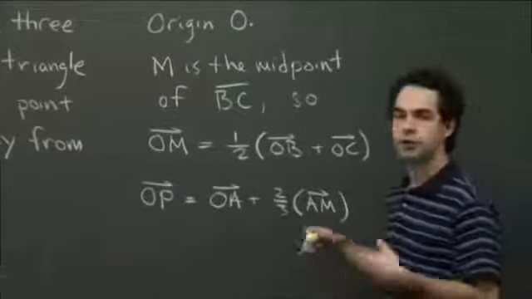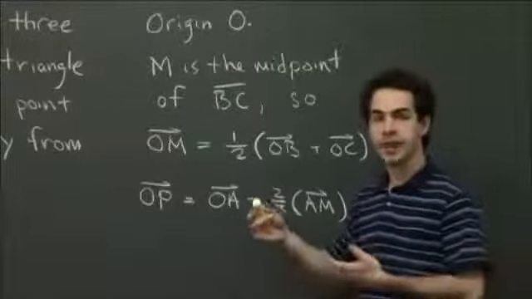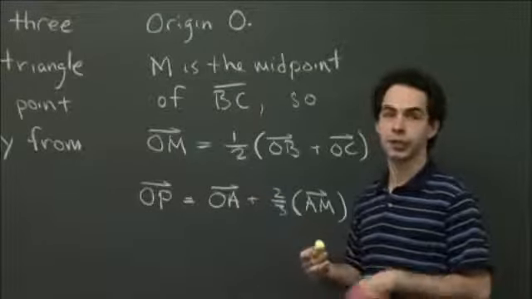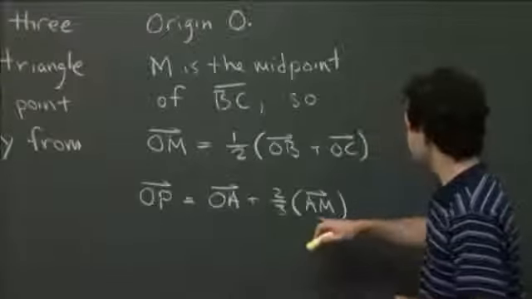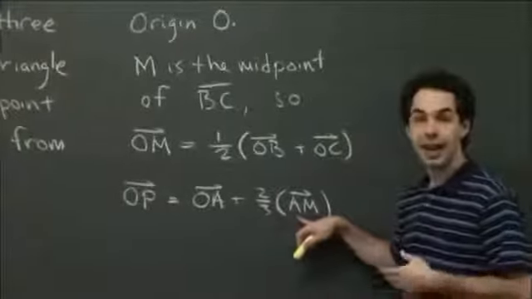This is because we've chosen P to be the point that divides segment AM into a 2-to-1 ratio, so that AP is 2/3 of AM. Okay, so good. So now we need the vector AM.